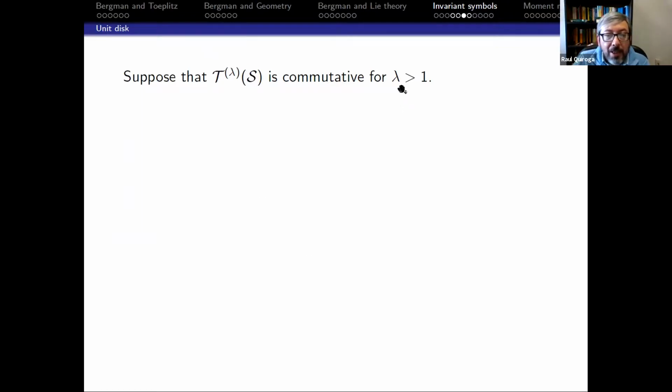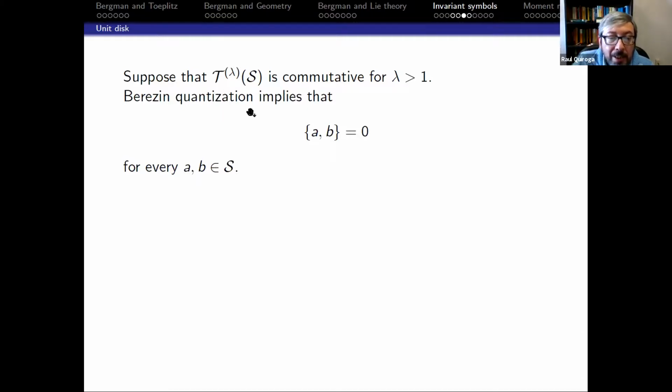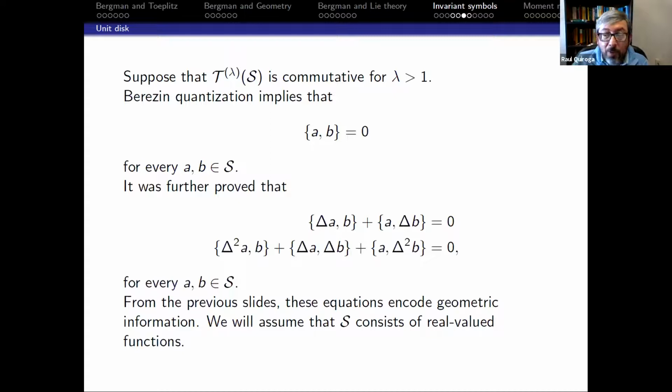Suppose that you have commutativity for every weight. Remember that I have some shift here with PD genus. Then Berezin quantization, and Nikolai mentioned that, implies that the Poisson brackets, their symplectic geometry, are 0 for all the elements here in S. But we further prove, Sergei, Nikolai, and myself, that this vanishing is also a consequence of the commutativity for every weight. The vanishing of this. Now there is some symplectic and Riemannian information here.